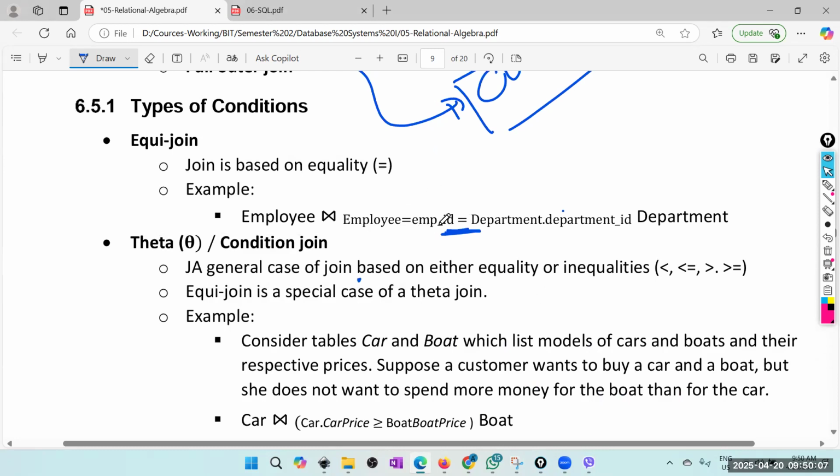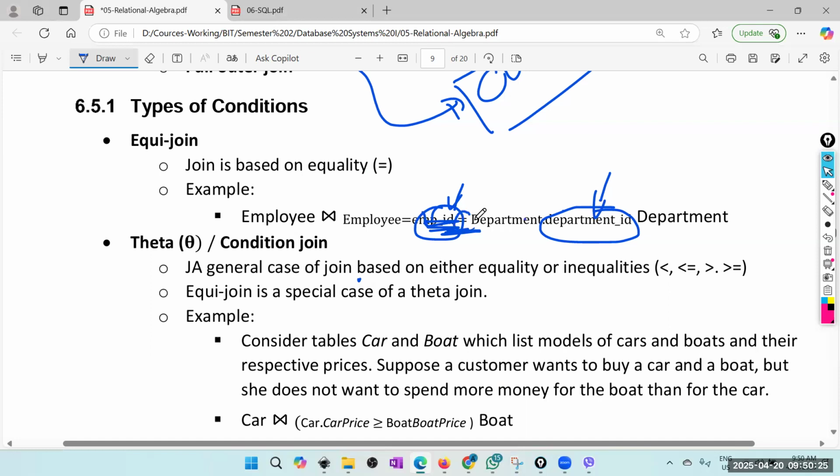I think this is also not correct one. So this should be not employee ID. You can see a little bit erroneous examples are there. That is why I want to give you a new one, because this doesn't make sense. Right? Employee's department ID equal department ID.